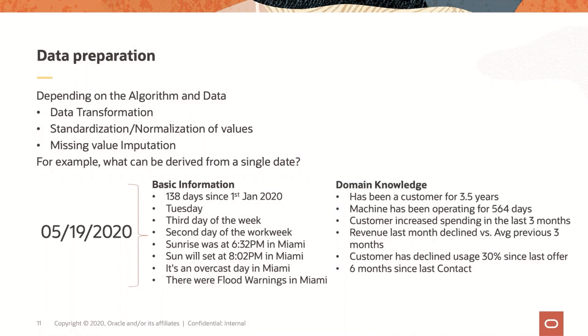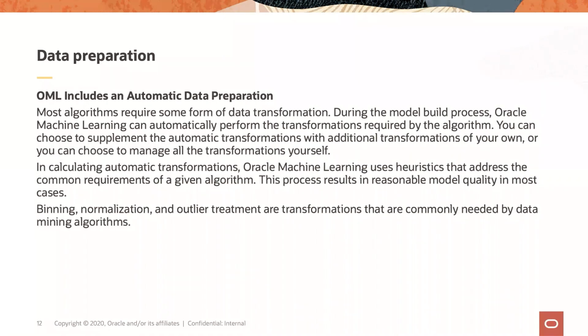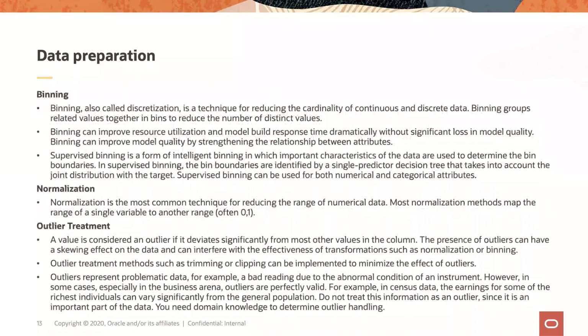And how much the customer has declined usage, for example, since my last offer, or how many months it's been since anyone contacted the customer. There is a lot that can be derived, again, just by looking at a single record coming from that customer. So it is very important for us to pay attention and work on that process. As Mark talked about already, data preparation is important. Oracle Machine Learning includes data preparation. It does, and I'll leave the slides here with more details for you guys.